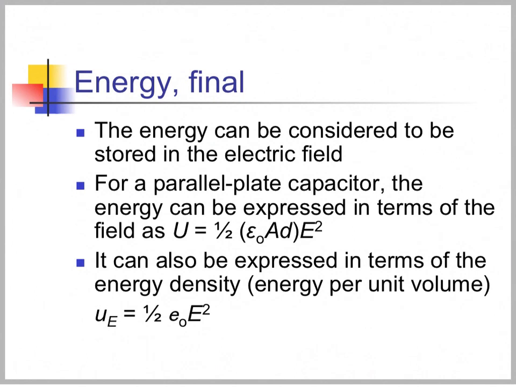The energy is considered to be stored in the electric field. So for a parallel plate capacitor, the energy is expressed in terms of the field. U is equal to 1/2 epsilon naught A D times E squared. Or I can express it in terms of the energy density. Energy density is just energy per unit volume. A times D is the volume of space that the electric field exists in. So U over AD, the energy density, is 1/2 epsilon naught E squared.